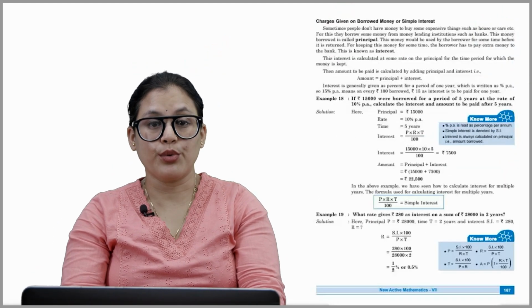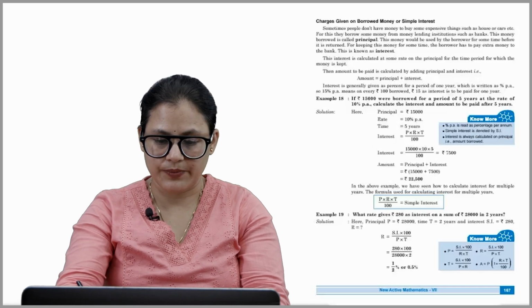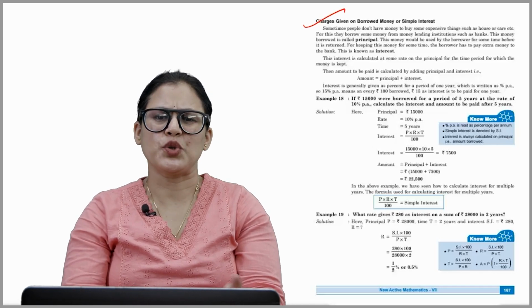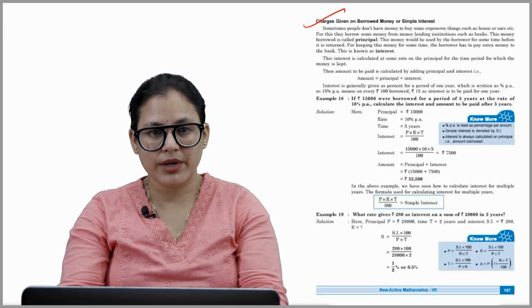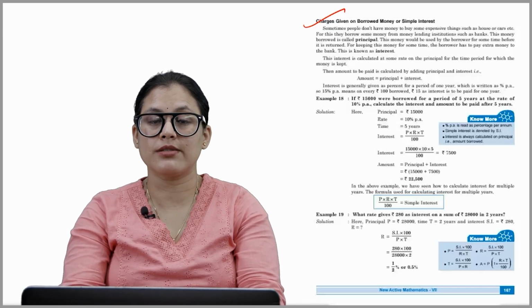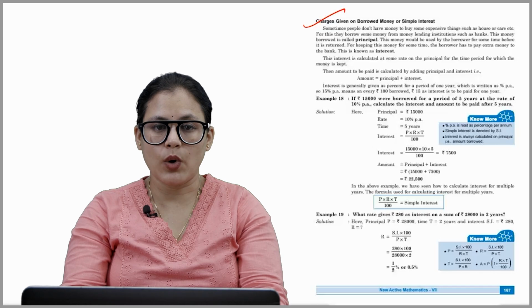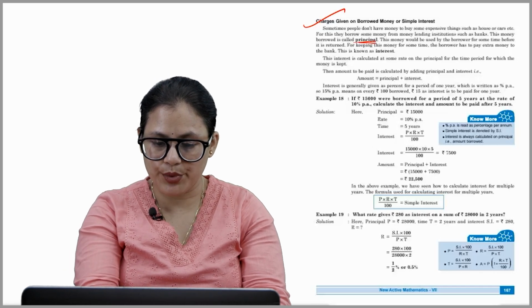Charges given on borrowed money or simple interest. Sometimes people don't have money to buy some expensive things such as house or cars, etc. For this, they borrow some money from money lending institutions such as banks. This money borrowed is called principal. Okay, the money we borrow is principal.